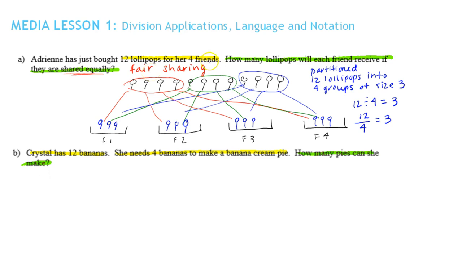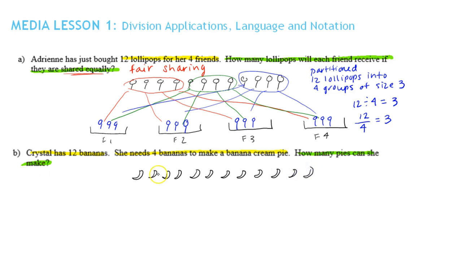We're not thinking of breaking the 12 bananas into 4 groups. So it didn't say Crystal has 12 bananas, she wants to share them equally among 4 pies. That would be equivalent to this. We're not fair sharing the bananas amongst the pies. We're told that there are 4 bananas to make a banana cream pie. So we are actually going to take these bananas and start by drawing them. Okay, so there's 5, 6, 7, 8, 9, 10, 11, 12.